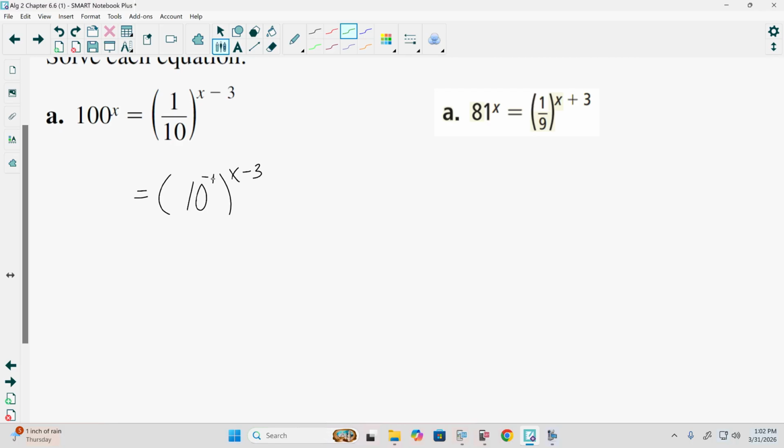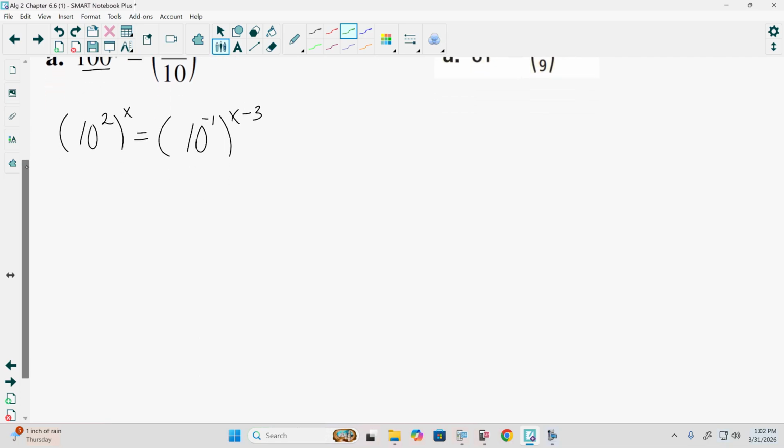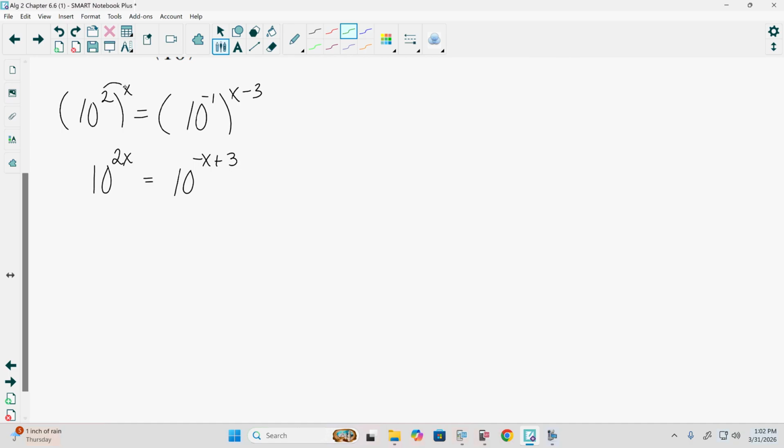So that makes things kind of nice. Now the other hope is that I can rewrite 100 as 10 to a power, and it would be 10 squared. Powers of powers, multiply. So we have 10 to the 2x is equal to 10 multiply here. Here we do have to distribute that negative 1 to both. We can't just multiply it to the x. So we have 10 to the 2x is equal to 10 to the negative x plus 3. Since the bases are the same, the exponents have to be the same as well.